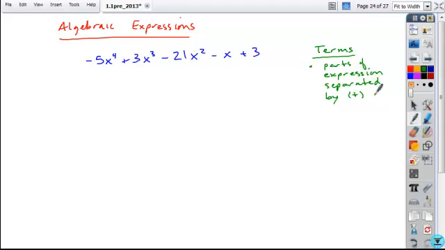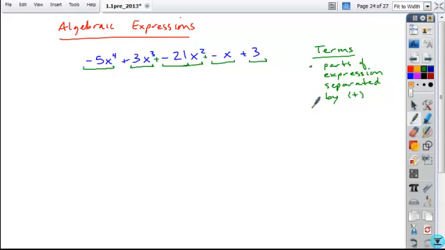Okay, now, if you think about subtraction as equivalent to adding the opposite, there are unwritten plus signs in front of each of these negatives, right? So it's kind of like saying plus a negative 21x squared, plus a negative x. And so if you think about those, it allows you to identify and separate the terms of each expression. So when I look at this, the terms of this expression are all of these values that are separated by the pluses. So a negative sign carries along with the term.